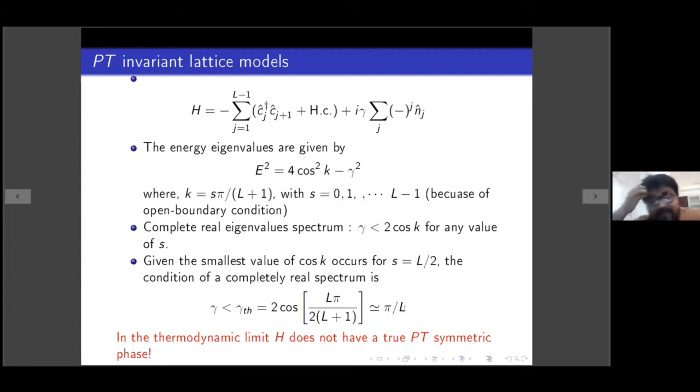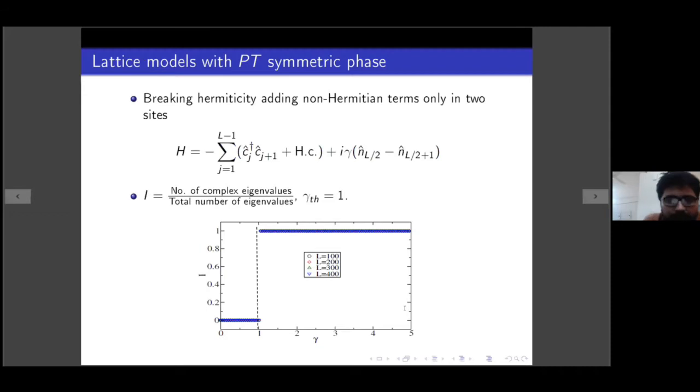This is a bit problematic because, in the thermodynamic limit, it means that you don't have a true PT symmetric phase. Of course, for a finite size system you might, but that is not our interest. So this model in the thermodynamic limit doesn't have a proper PT symmetric phase, even though it is a PT invariant model, where H commutes with PT.